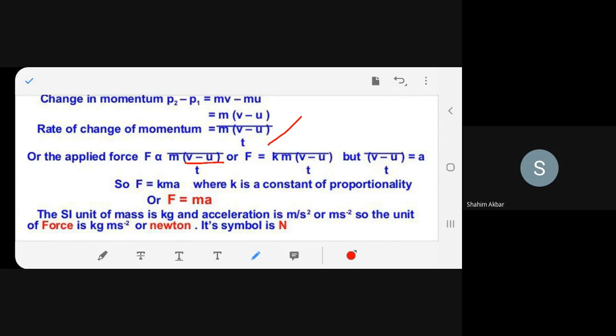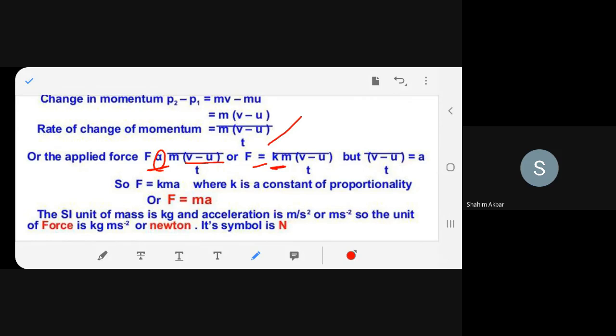When we remove this proportional sign, we get K. So it becomes equal to, and K. I told you earlier that when we change the proportional sign to an equal sign, we put a constant. Do you remember?